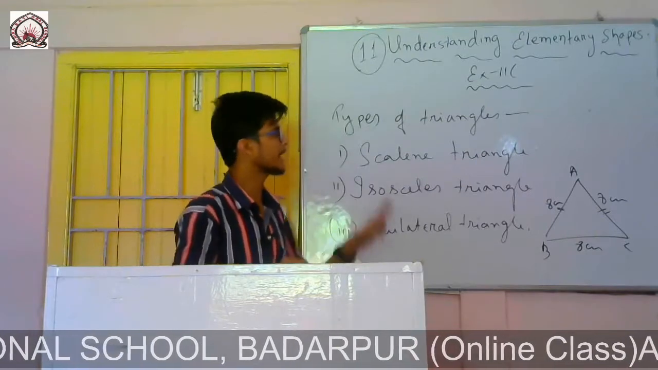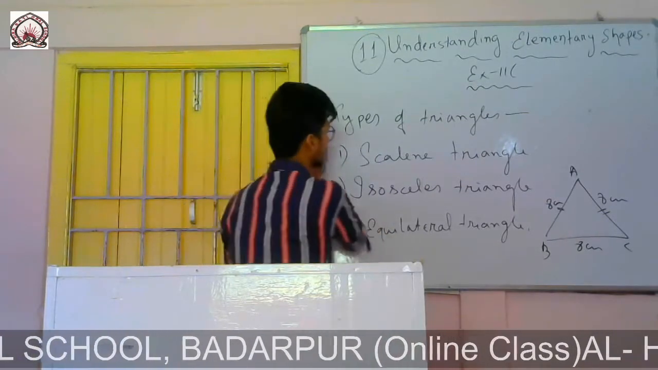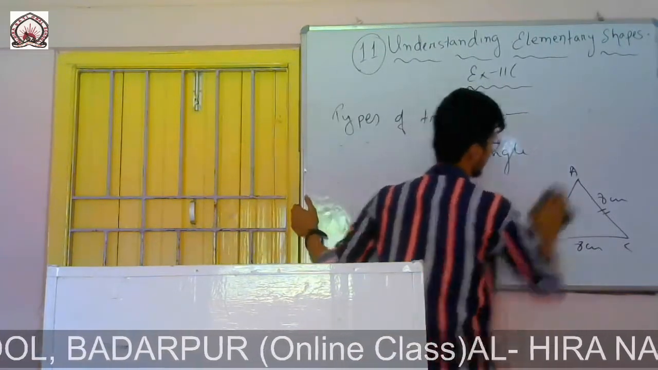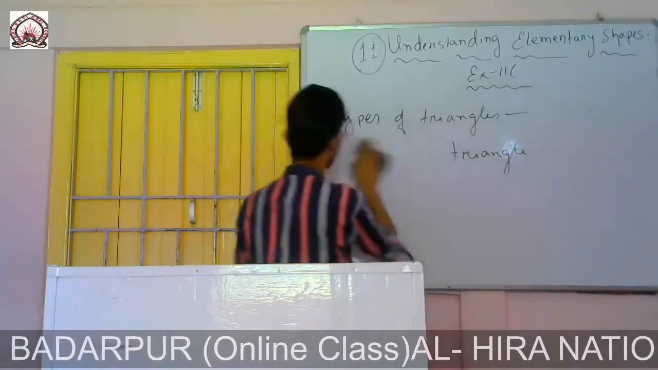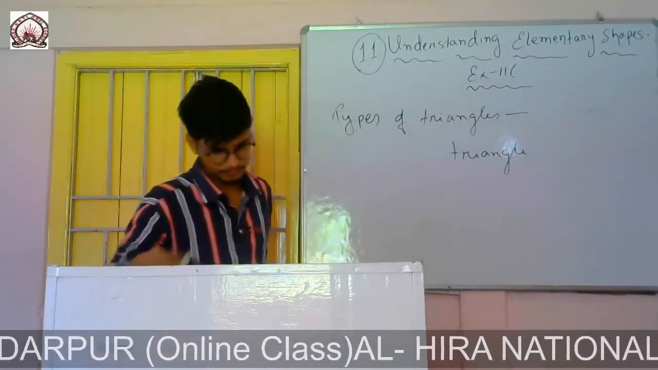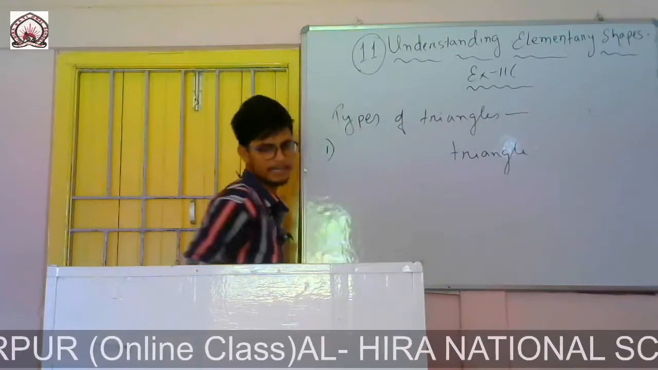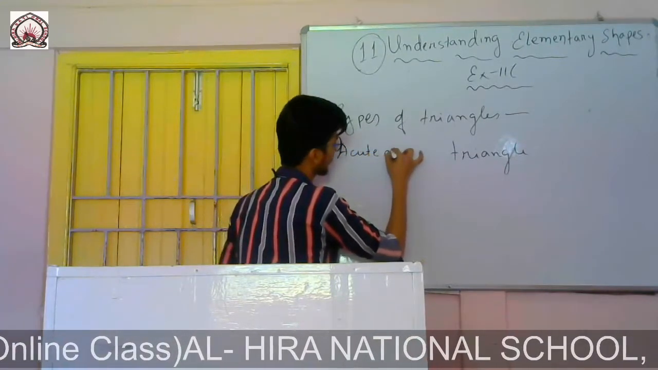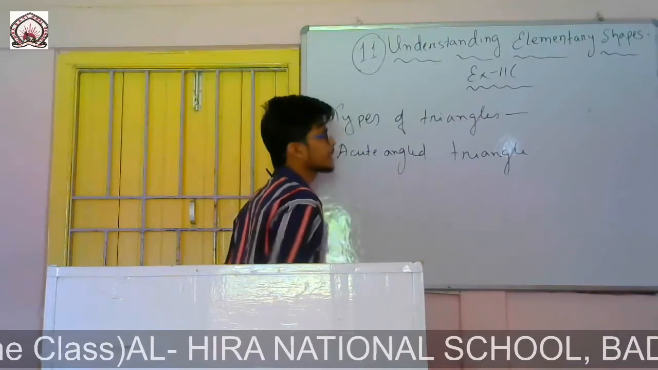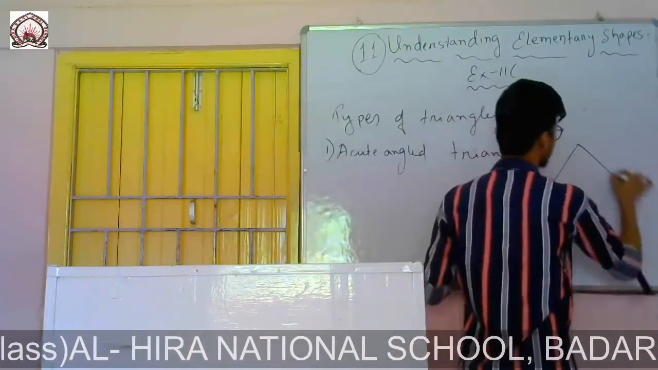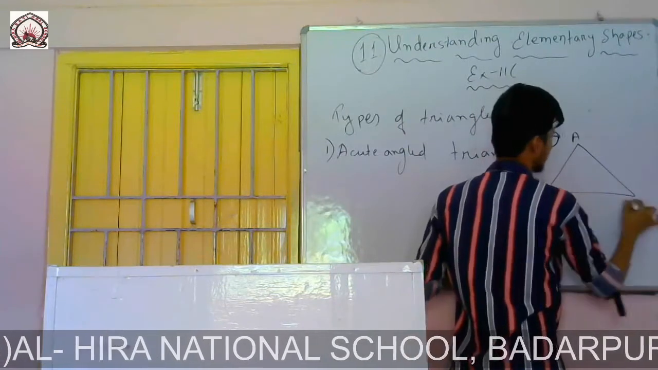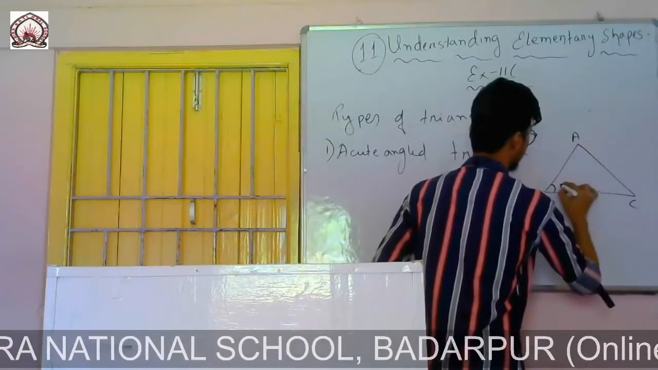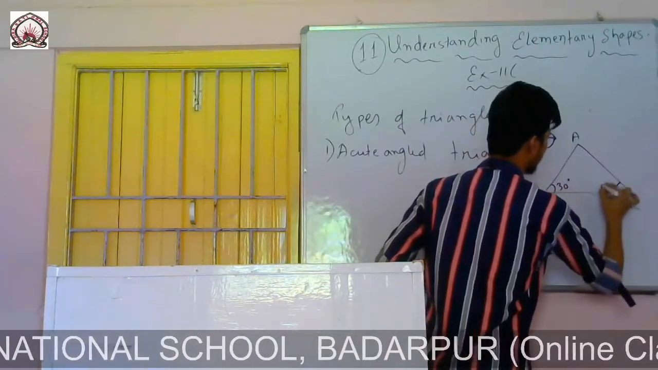Now on the basis of angles, we will divide the triangle. How are triangles divided? On the basis of their angles. The first one is the acute angle triangle. If I draw a triangle, for example, this is triangle ABC, we are dividing it on the basis of angle.